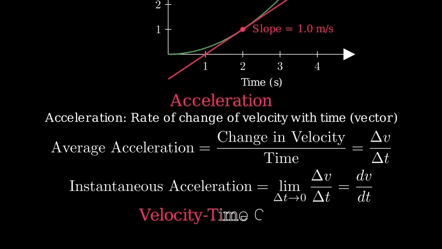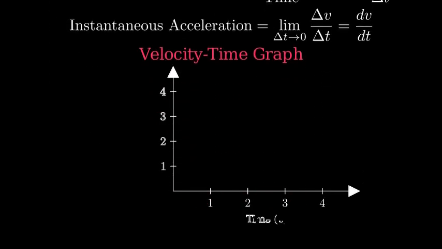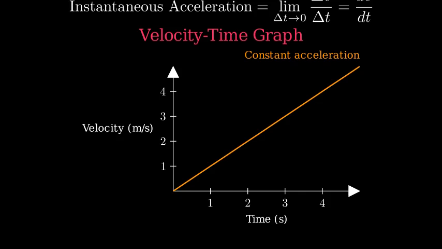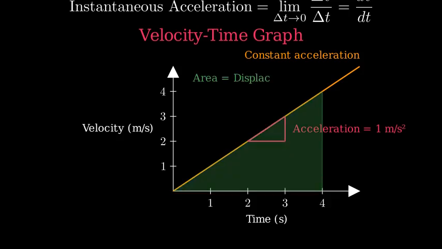Just as we can visualize position using a position-time graph, we can visualize velocity using a velocity-time graph. In a velocity-time graph, we plot velocity on the y-axis and time on the x-axis. The slope of the line on a velocity-time graph represents the acceleration. A steeper slope means a greater acceleration. Additionally, the area under the velocity-time curve gives us the displacement.